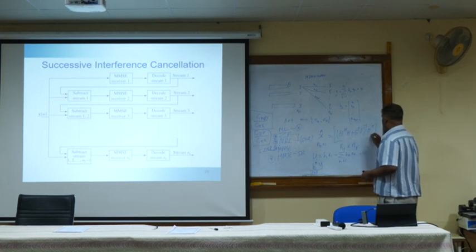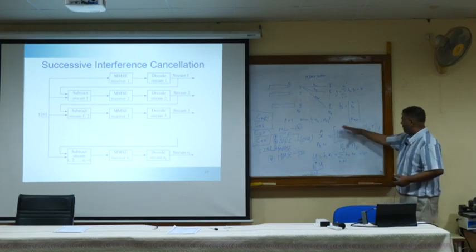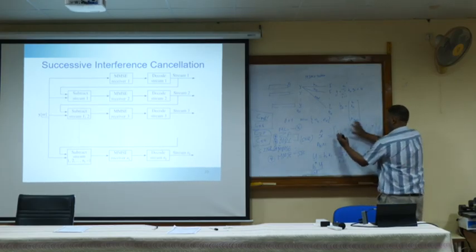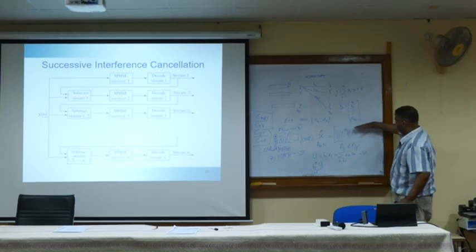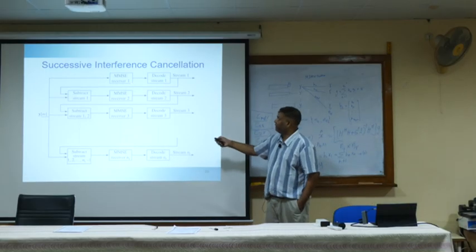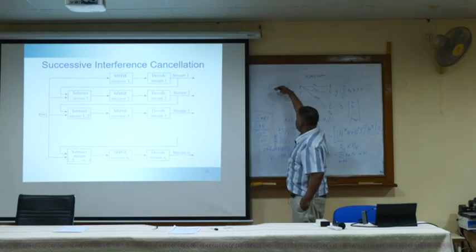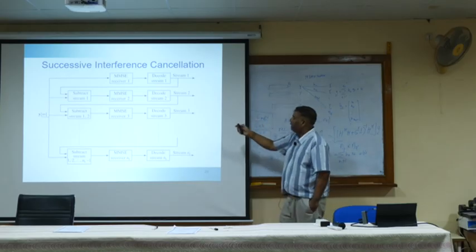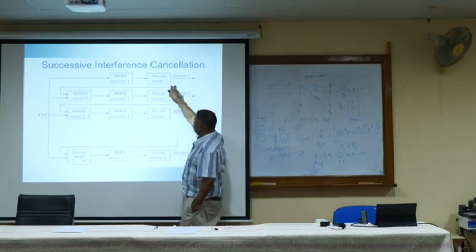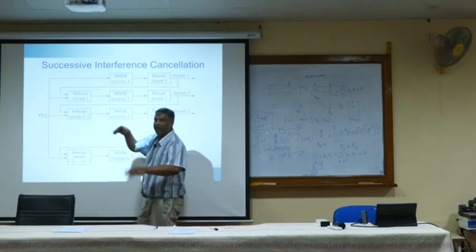This is the kind of MMSE receiver. You take this matrix, take the first row and multiply it with the received signal. You can decode stream 1. Then you estimate that stream from the received signal and subtract that interference.